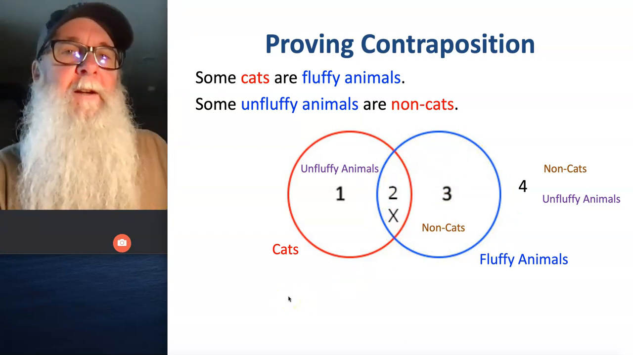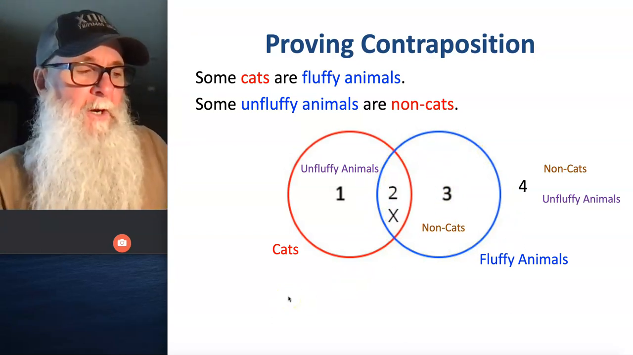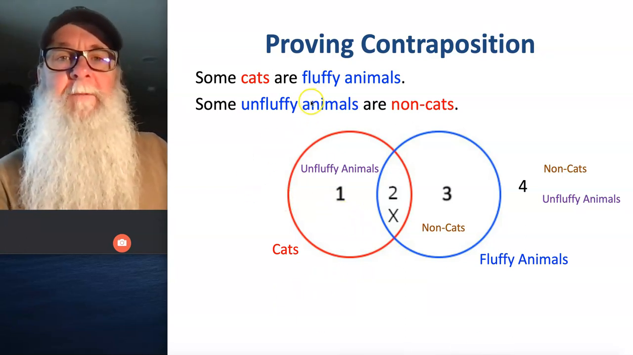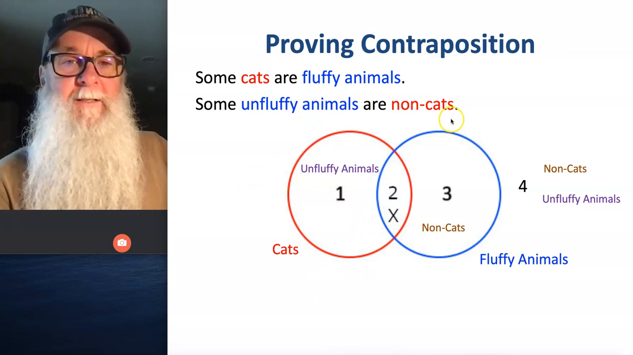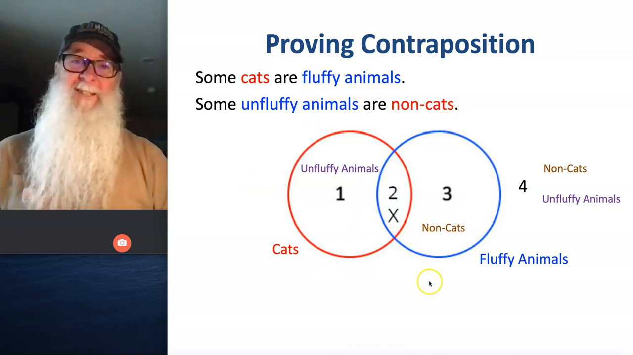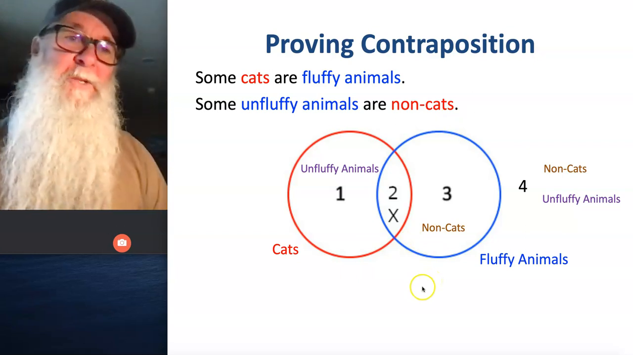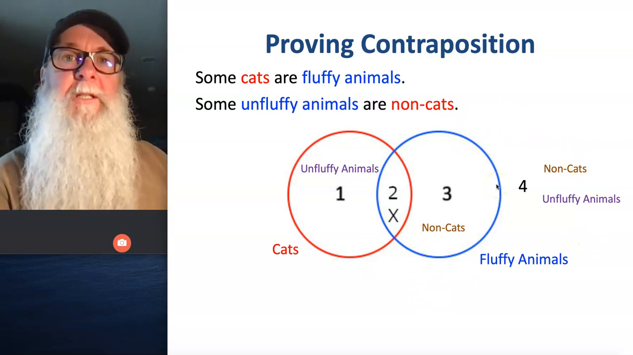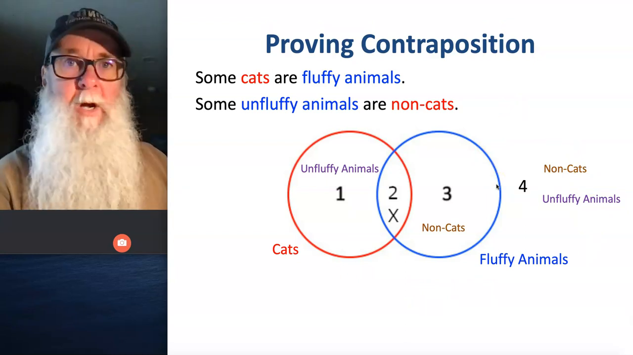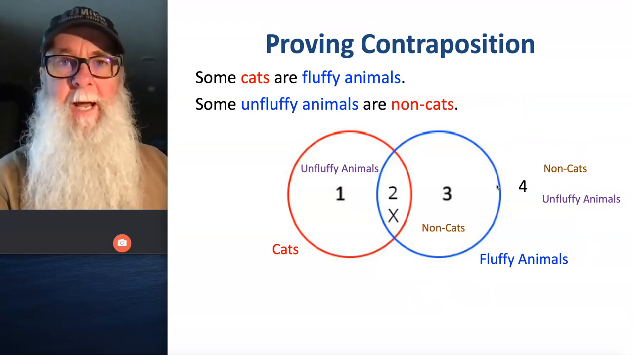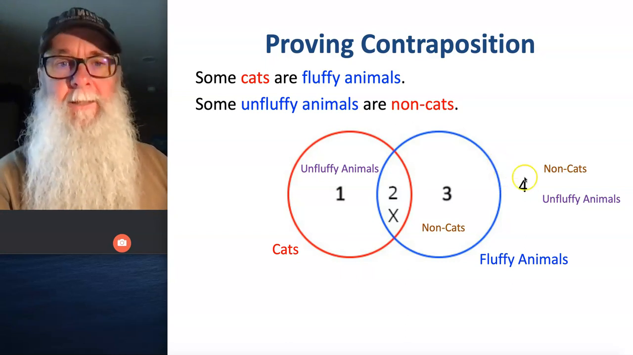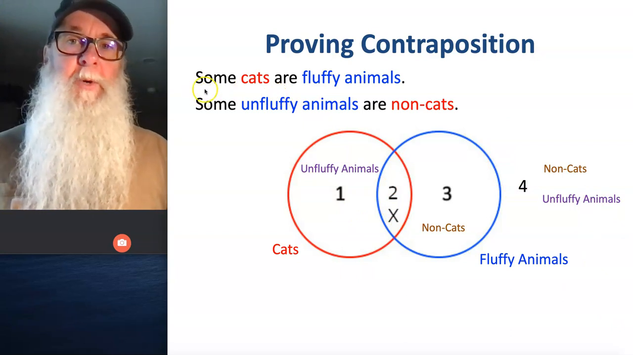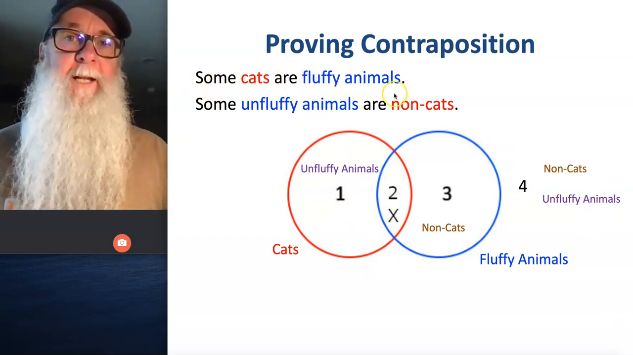So now when we look at this diagram, do we see the contraposed statement that we created? Is it really the case that some unfluffy animals are non-cats? And the answer is no. And here's why. And again, this is kind of tricky. Remember that in order to show a some statement, either some are or some are not, we have to have an X. The X represents at least one, or some. So we marked an X in area 2 to show our original statement, some cats are fluffy animals.